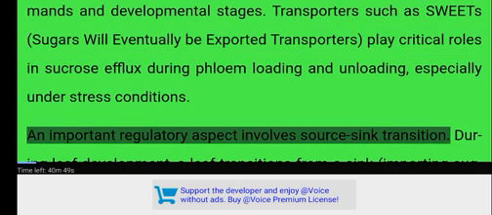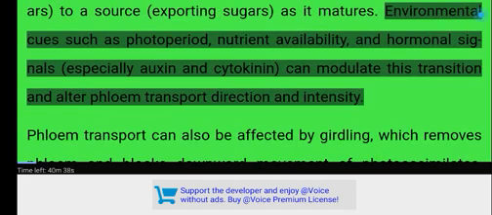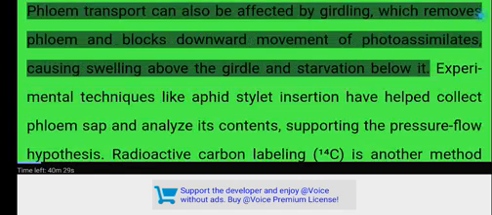An important regulatory aspect involves source-sink transition. During leaf development, a leaf transitions from a sink importing sugars to a source exporting sugars as it matures. Environmental cues such as photoperiod, nutrient availability, and hormonal signals, especially auxin and cytokinin, can modulate this transition and alter phloem transport direction and intensity. Phloem transport can also be affected by girdling, which removes phloem and blocks downward movement of photoassimilates, causing swelling above the girdle and starvation below it.